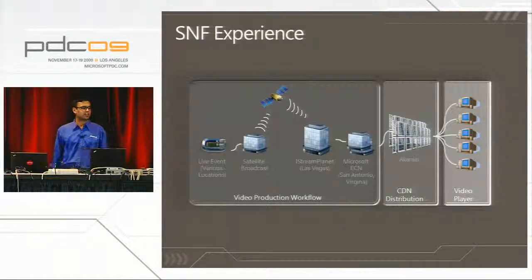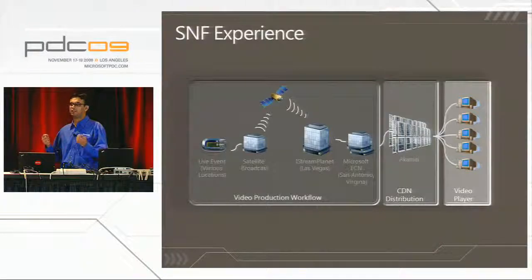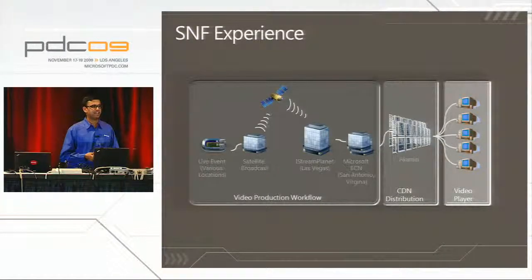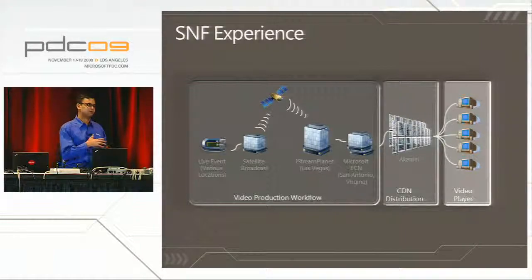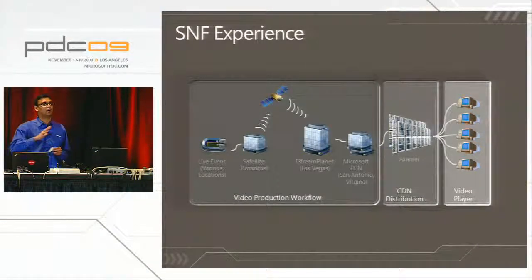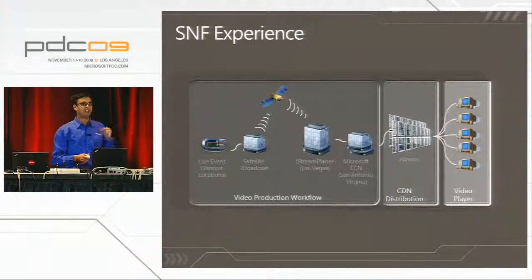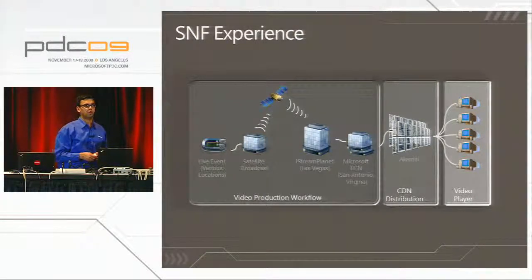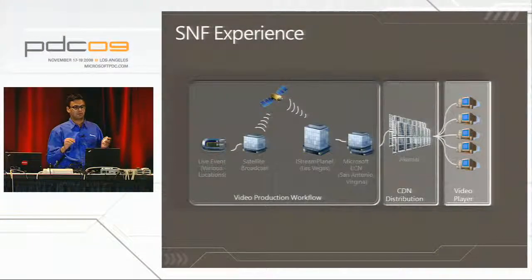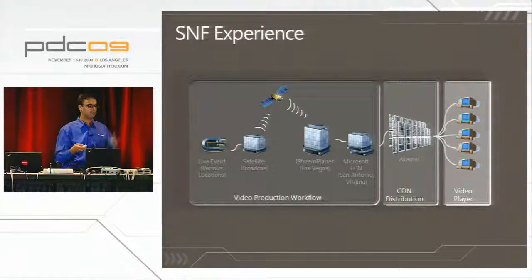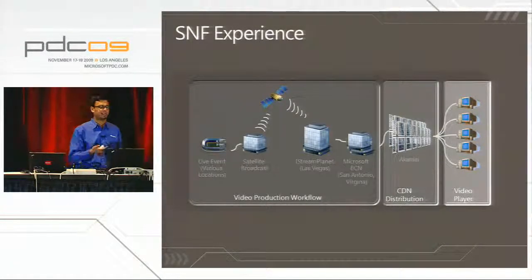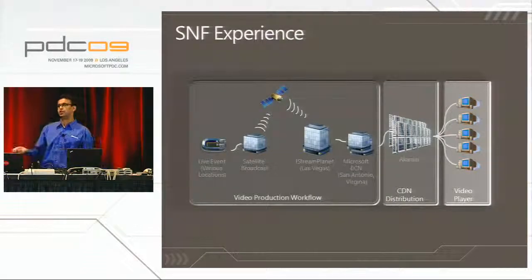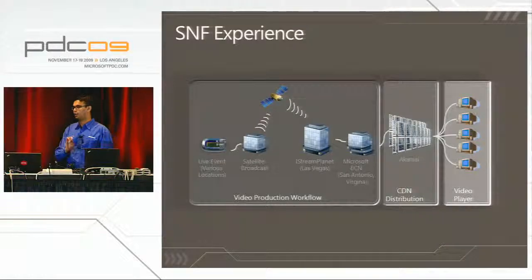So this figure here, at a very high level, talks about how streaming flowed end-to-end in the SNF setup. We had a live event, which was whichever stadium the football game was going on in. There was a satellite broadcast tower out there, which is probably a production van somewhere. That van would send all the video streams via satellite. Then iStream Planet, who was a partner for this event, would take this input from the satellite, process it, run it through a bunch of inlet encoders, and send it out to Microsoft ECN. Microsoft ECN in this case was hosting our origin servers. Then finally, this data was available to Akamai, who was our CDN partner, and finally to our clients. So at a very high level, this was the end-to-end arrangement and how different partners played a role.